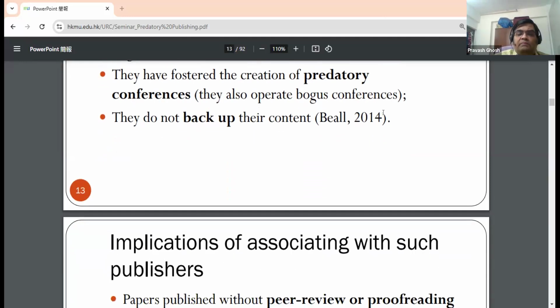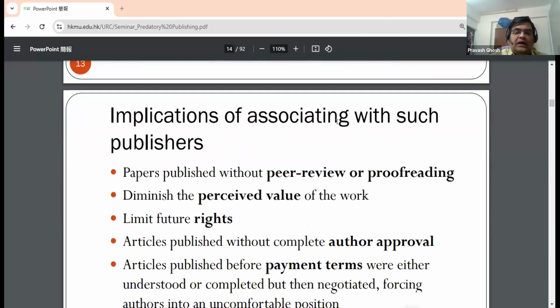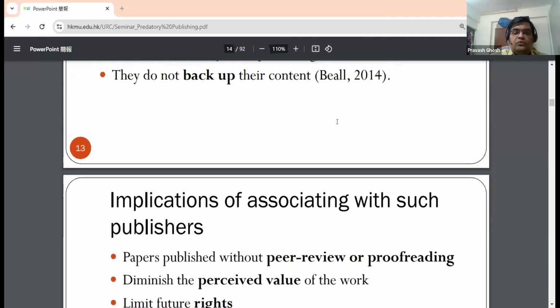This is very important. Beall's list, I hope all of you know. There is a Beall's predatory list where you will get the predatory publishers list. If time permits, I will show you this list, right? If you type Beall's predatory list in Google, you will get all the predatory publishers across the globe.